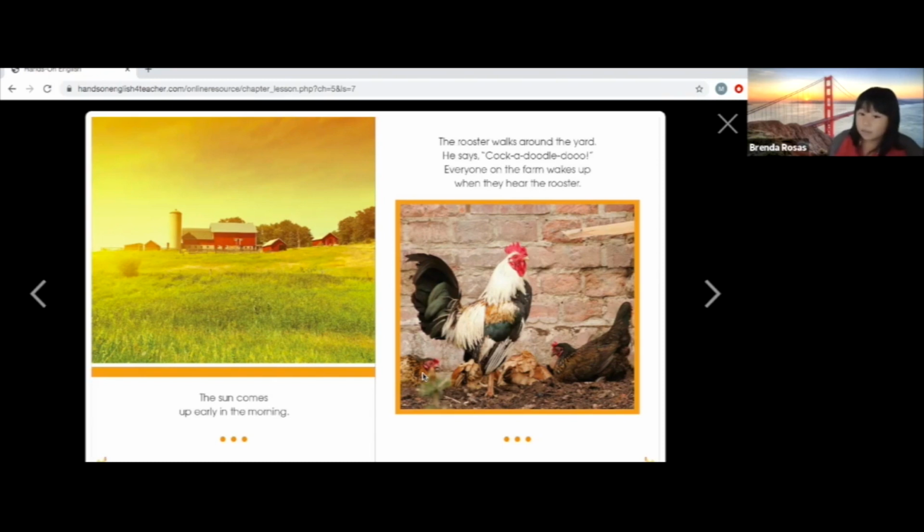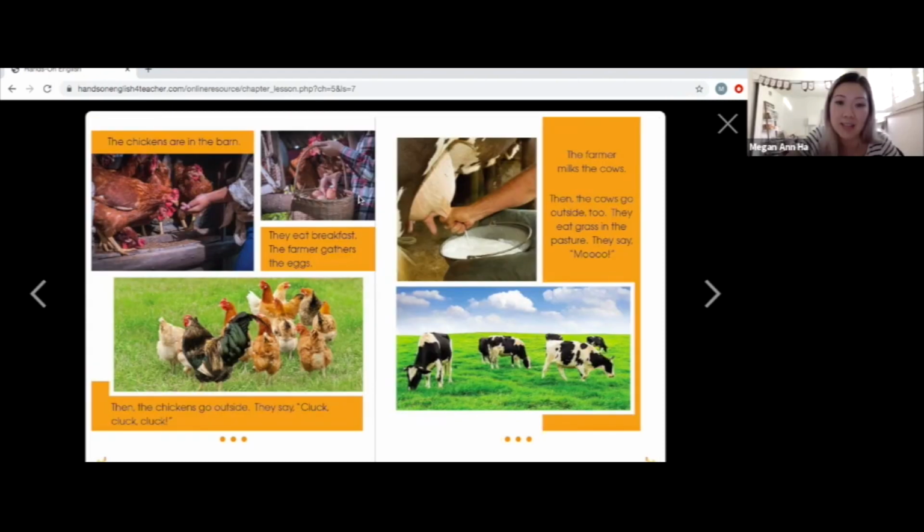But yes, it's laying eggs. With their basket. Oh, the basket. Oh, he's collecting eggs from them. What's the other word we use for collect? Remember? Gather. He's gathering eggs.